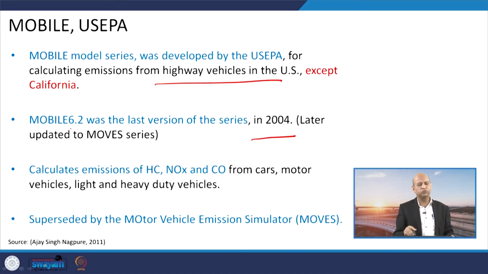Later it was updated as MOVES, meaning they completely changed the strategy, and a new model framework was developed, known as MOVES. The MOBILE model can calculate different pollutants like hydrocarbons, NOx and CO. These are basically the dominating pollutants from the transportation sector. Their focus is on emissions from cars, motor vehicles, and light and heavy duty vehicles for transportation of goods. It was suspended and then superseded by MOVES, the new model.